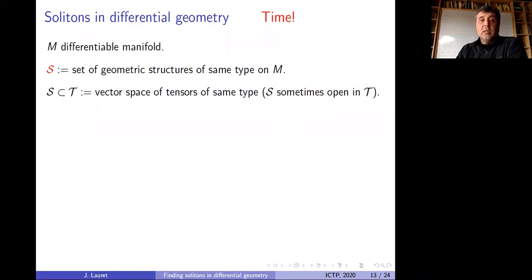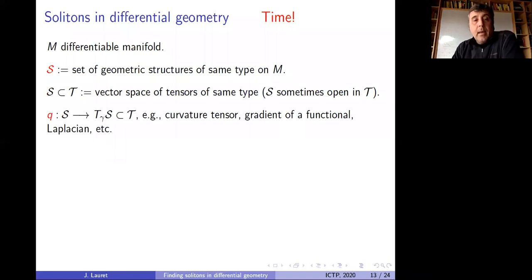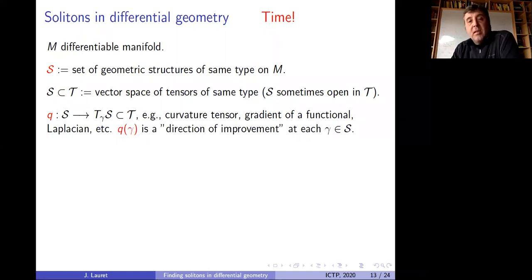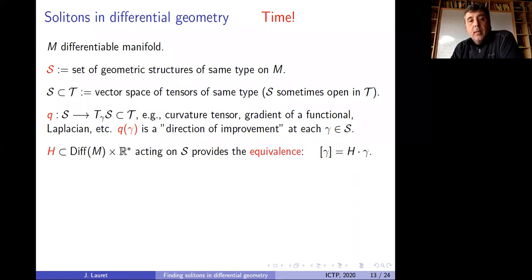This set is usually a subset of a vector space of tensors. And sometimes it's open. For instance, Riemannian metrics are an open set of the vector space of symmetric two-tensors. And a preferred direction will be, I don't know, a curvature tensor with respect to some connection, the gradient of a natural functional, or a Laplacian. It's again a preferred direction, or direction of improvement. The equivalence will be given by diffeomorphisms, but sometimes by a subgroup; for instance, if you are considering Hermitian metrics, you have to take holomorphic diffeomorphisms.